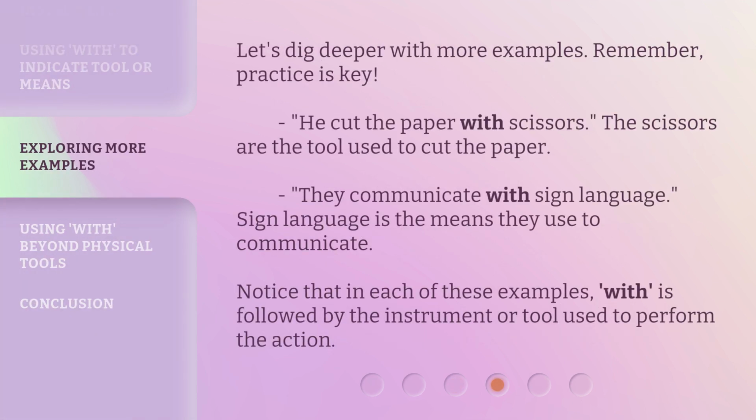Let's dig deeper with more examples. Remember, practice is key. He cut the paper with scissors. The scissors are the tool used to cut the paper. They communicate with sign language. Sign language is the means they use to communicate. Notice that in each of these examples, with is followed by the instrument or tool used to perform the action.